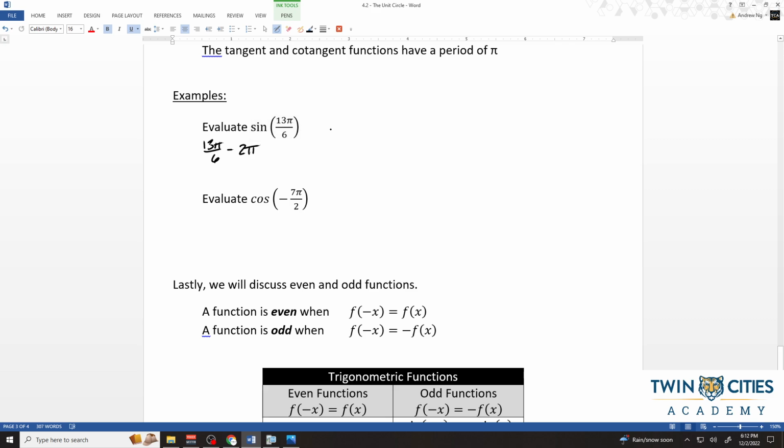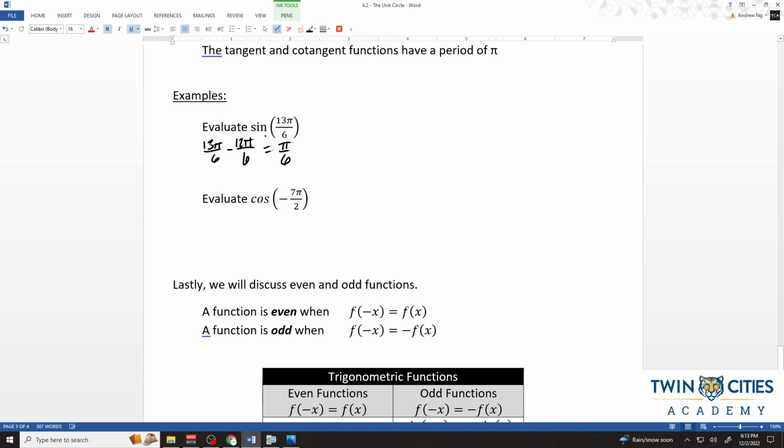Well, I can't quite subtract these as it is. This is 13 pi over 6, and this is 2 pi over 1, which is not the same denominator. But I can rewrite this. 2 pi is the same as 12 pi over 6, because 12 over 6 is 2. So if I think of this as 13 pi over 6 minus 12 pi over 6, then I get pi over 6.